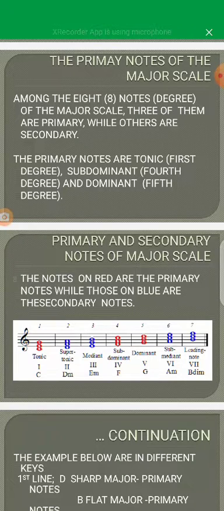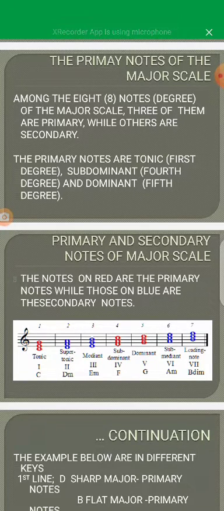It is red. Take a closer look at the 5th note. It is red. So that means the 1st, the 4th, the 5th are primary notes. They are the primary notes. Now take a look at the 2nd, the supertonic.